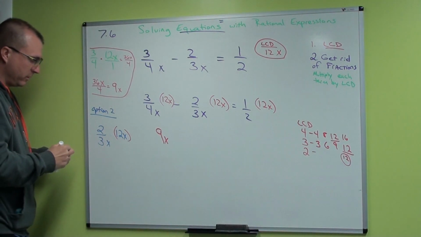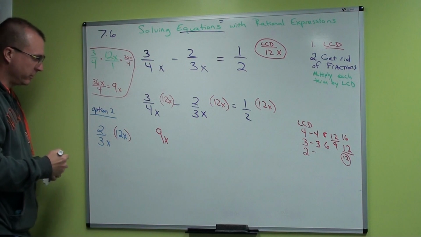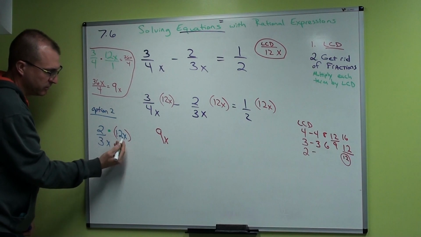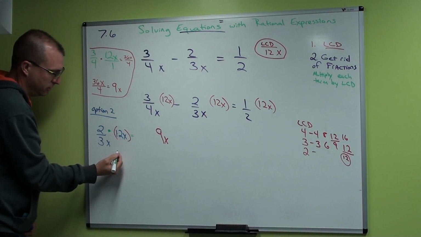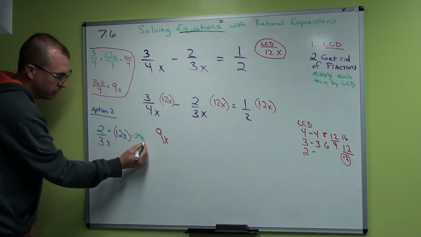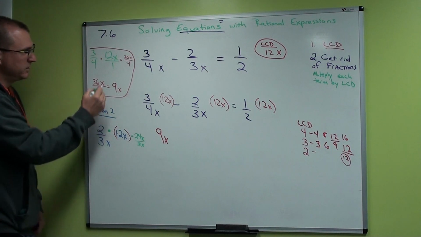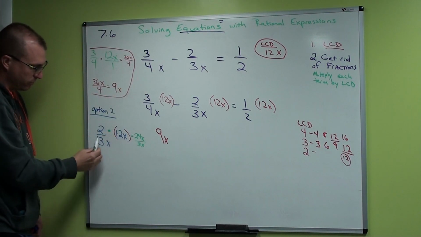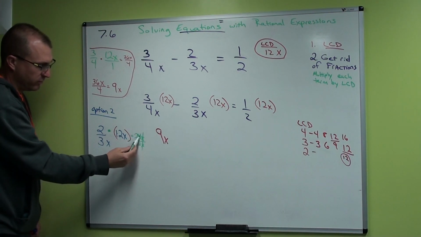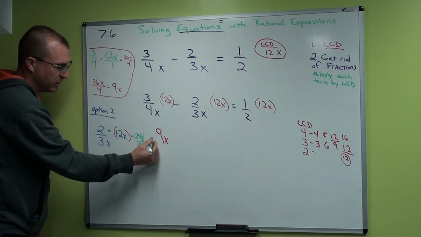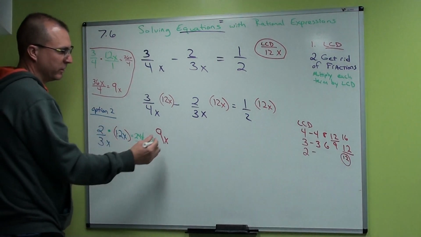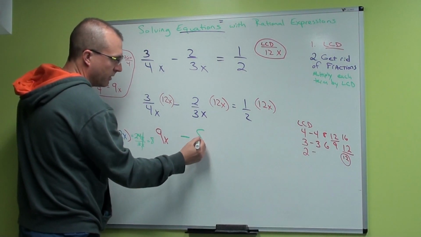The way I like to do it, especially when you're first learning, is this: 2 times 12x equals 24x, and then divided by 3x. It's the same thing you're doing here, but it saves you a little bit of room. So you have 24x divided by 3x. The x's cancel. 24 divided by 3 equals 8. So that's another way to do it. So this is going to be negative 8.